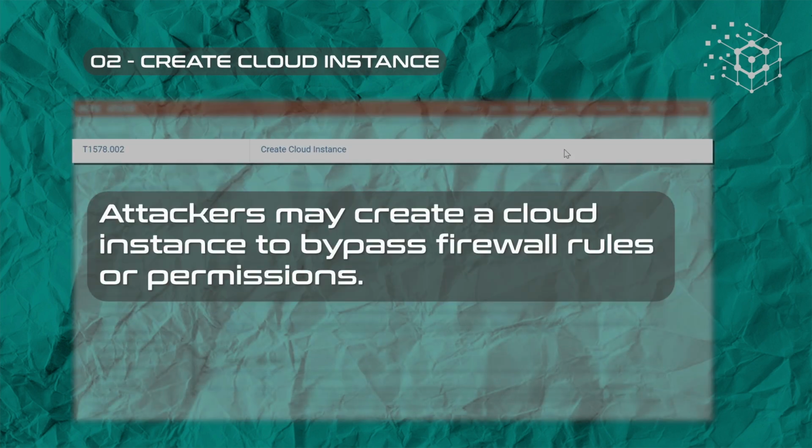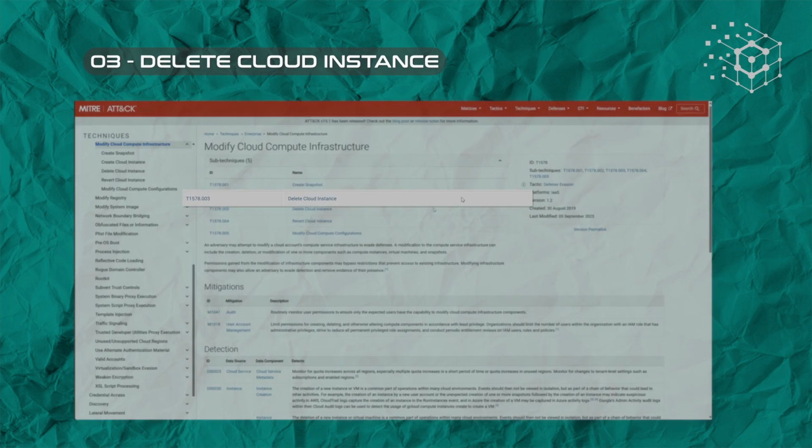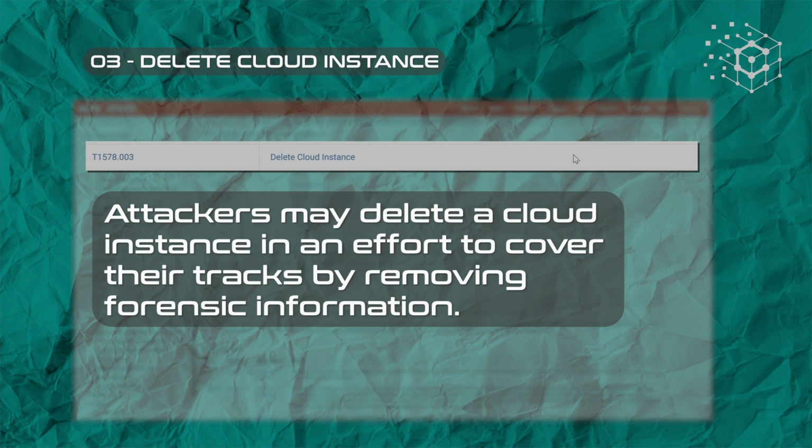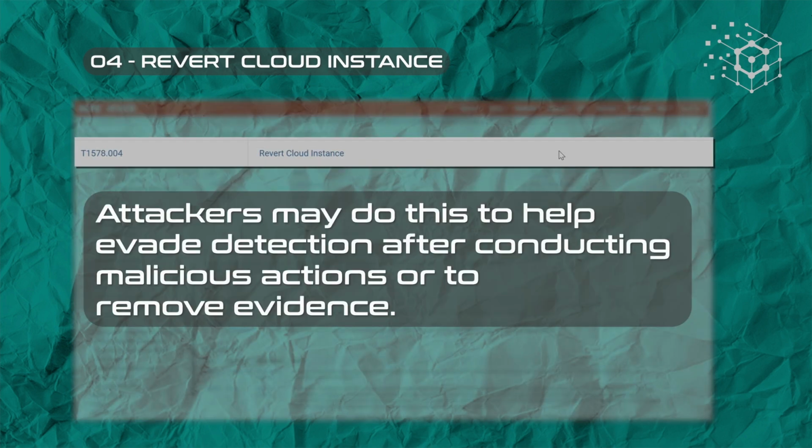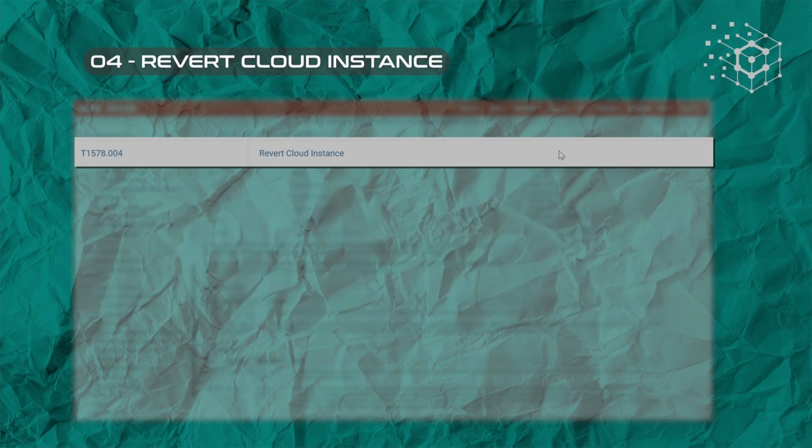2. Create cloud instance. These are virtual server instances, and an attacker might create a cloud instance to bypass firewall rules or permissions. 3. Delete cloud instance. This is where a virtual server is removed. An attacker might delete a cloud instance in an effort to cover their tracks by removing forensic information. 4. Revert cloud instance. This is to go back to an earlier state in that instance. An attacker might want to do this to help evade detection after conducting malicious actions or to remove evidence.